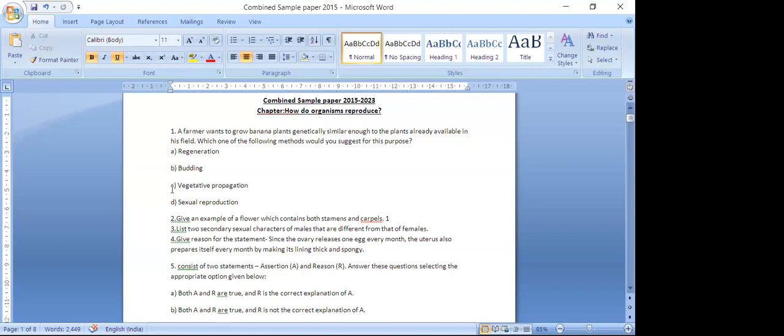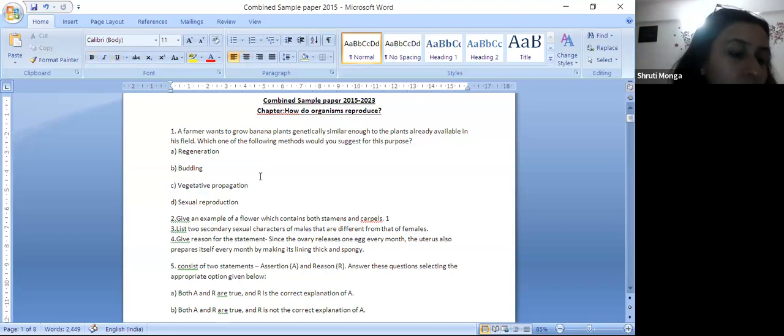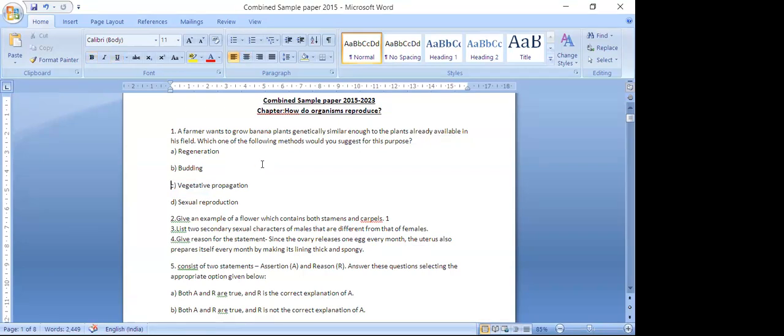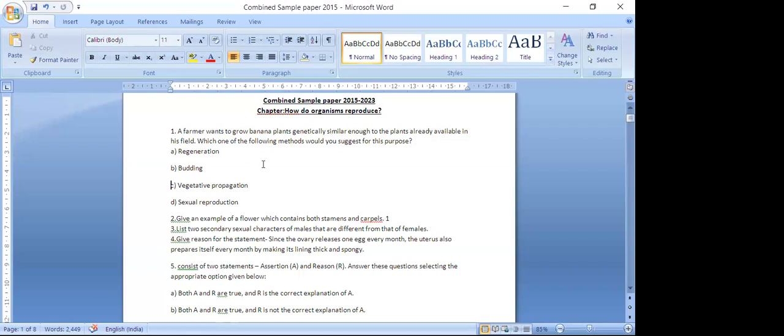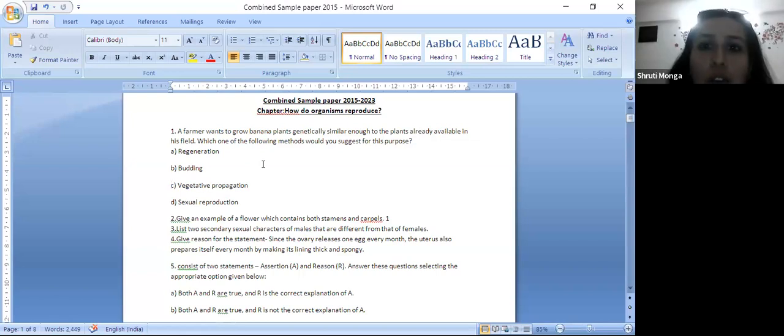Regeneration is not a valid process, right? Valid as in, it's not a process which actually happens. No, it does happen. Find out the examples. Yeah, it does happen, and if you're not able to find out, let me know.